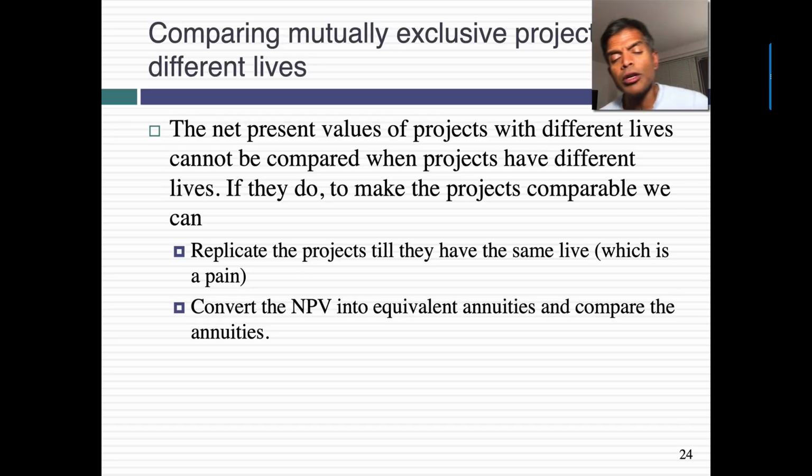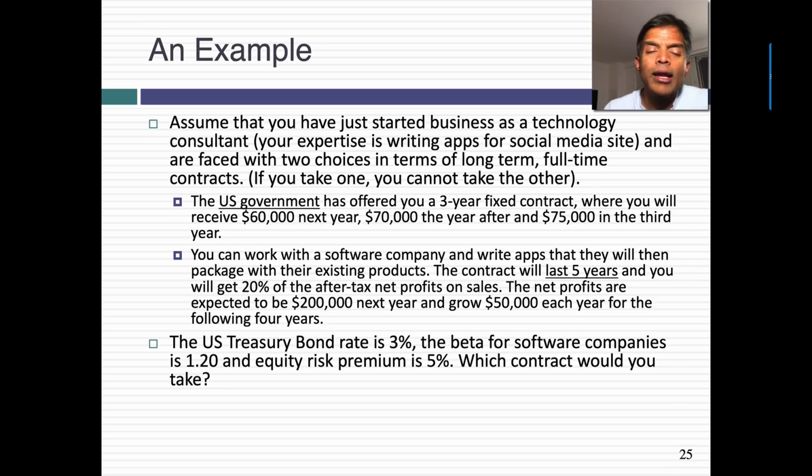The other is to convert your net present value, which is a lump sum today, into an equivalent annuity and essentially compare those annuities. Again, let's take an example, and this is from a few quizzes ago. We have 2 choices in terms of long-term contracts. The first is the US government has offered you a 3-year fixed contract where you will receive $60,000 next year, $70,000 the year after, $75,000 at the end of the 3rd year.